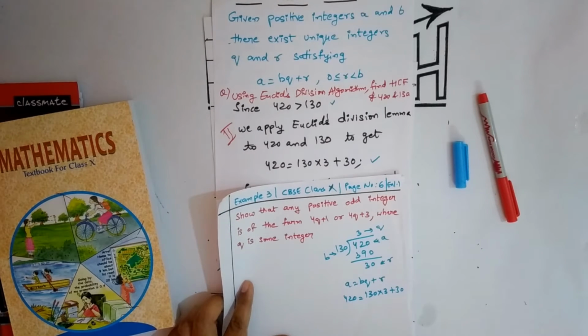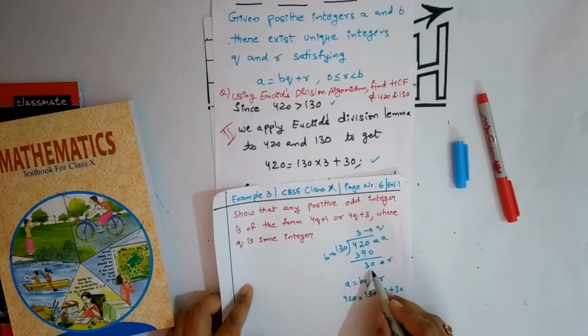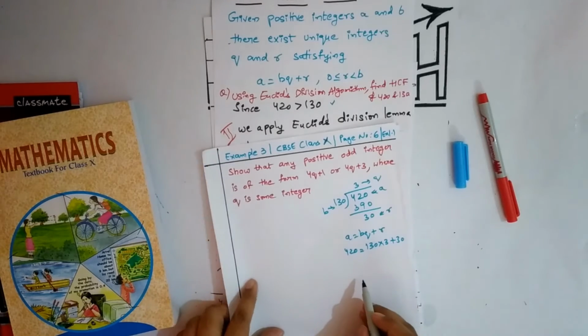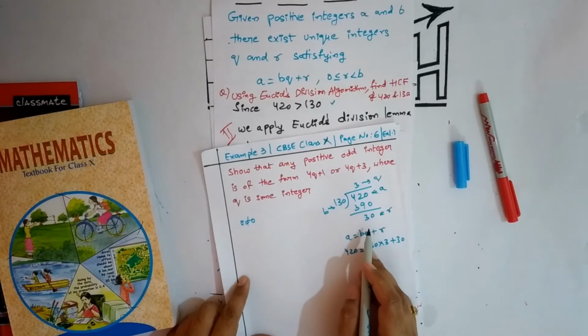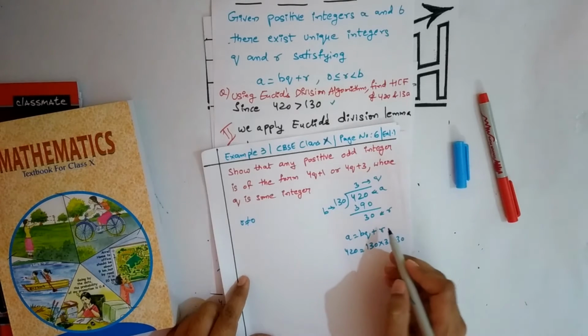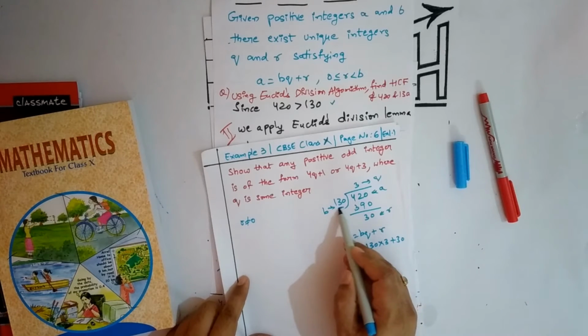So first thing what we do is we apply Euclid's division lemma. Applying Euclid's division lemma is nothing but writing in this form of the equation. Then we check if r is equal to 0. r is 30, r is not equal to 0. Because r is not equal to 0, we will continue the division. But this time when we continue the division, we will bring the divisor down. 130 is the divisor.